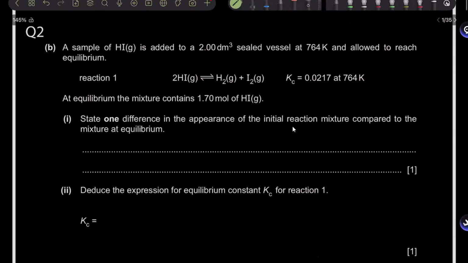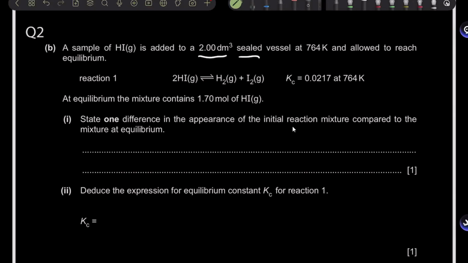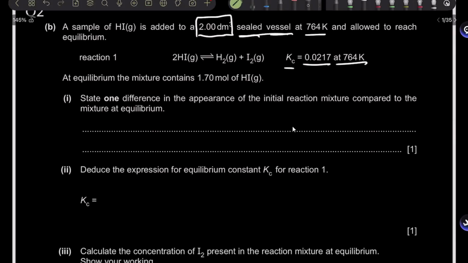Right? So question number 2 says a sample of HI is added to a 2 dm cube sealed vessel. So it's a sealed vessel. We know that a reversible reaction is going to occur, and the vessel is of 2 dm cube volume at 764 kelvins and allowed to reach equilibrium. Reaction 1 is given. The Kc value for the reaction is also given. It says at equilibrium, the mixture contains these many moles of HI. State one difference in the appearance of the initial reaction mixture compared to the mixture at equilibrium.